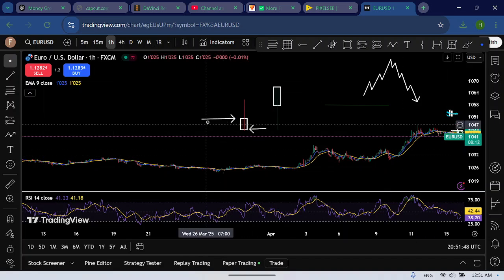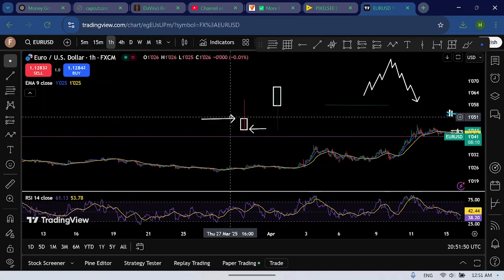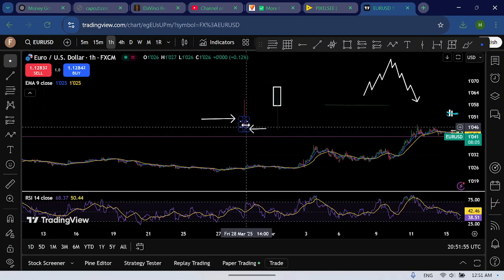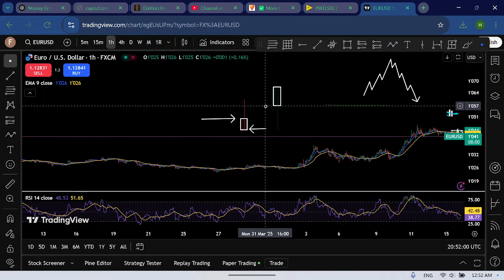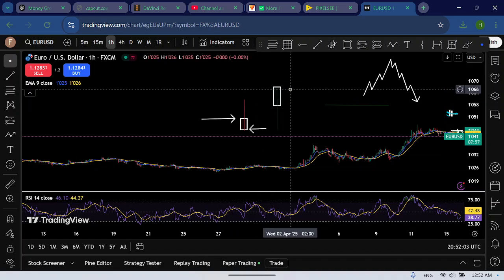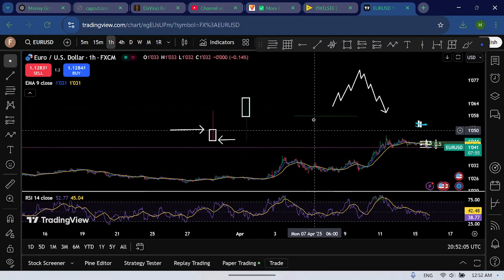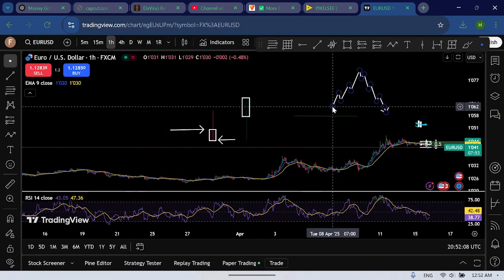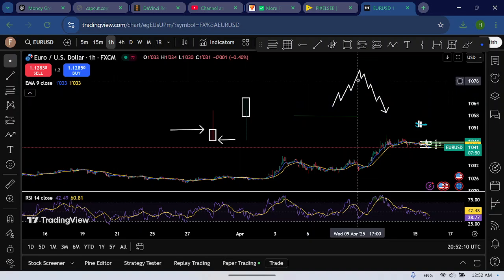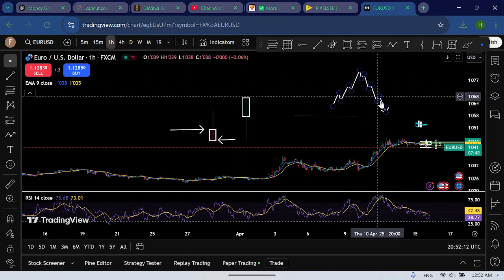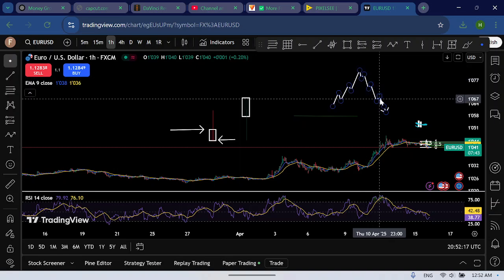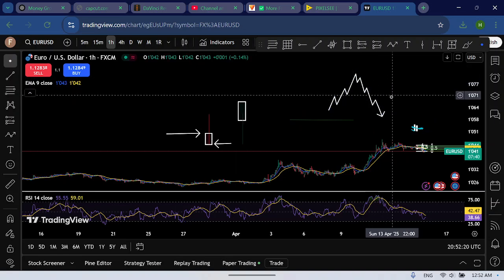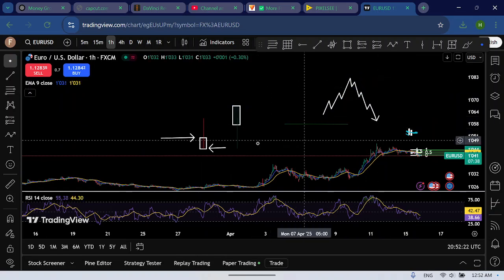So here, as you can see, I will tell you again. The open would be the uppermost layer of the body in a red candle, and the close would be down. And in the green candle, the open would be down, close would be up. And in an uptrend or bullish movement, it creates a higher high, higher low, higher high, higher low type movement. And in downtrend or bearish movement, we will have lower high, lower low, lower high, lower low type of movement. So it creates a trend. So these are the basics of trading.